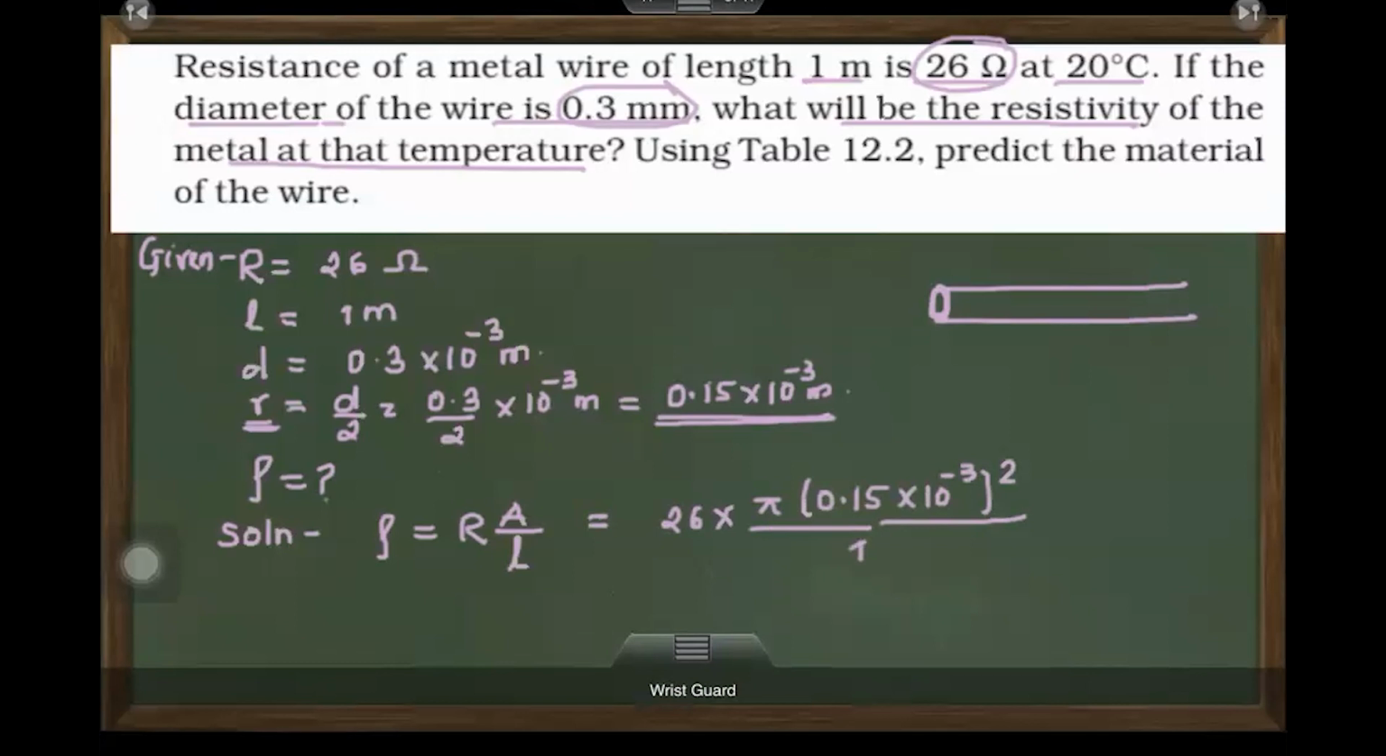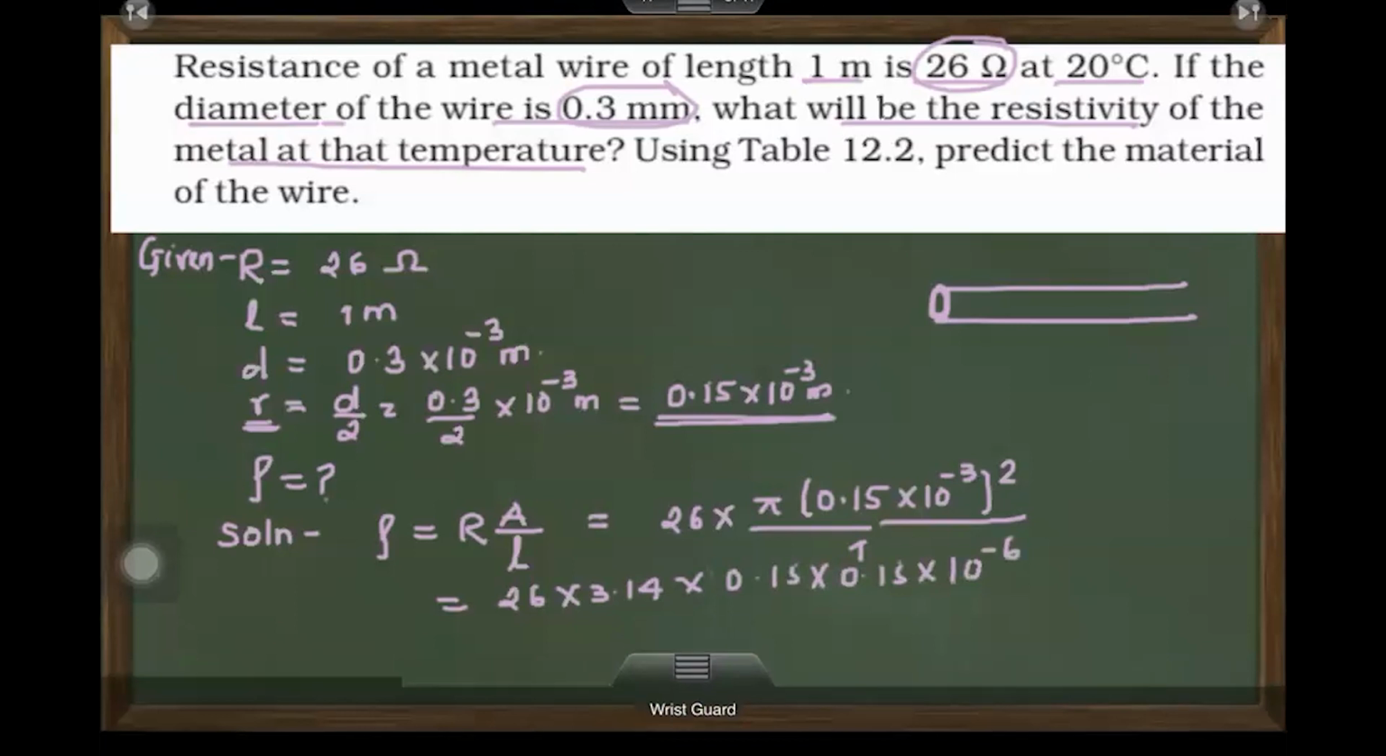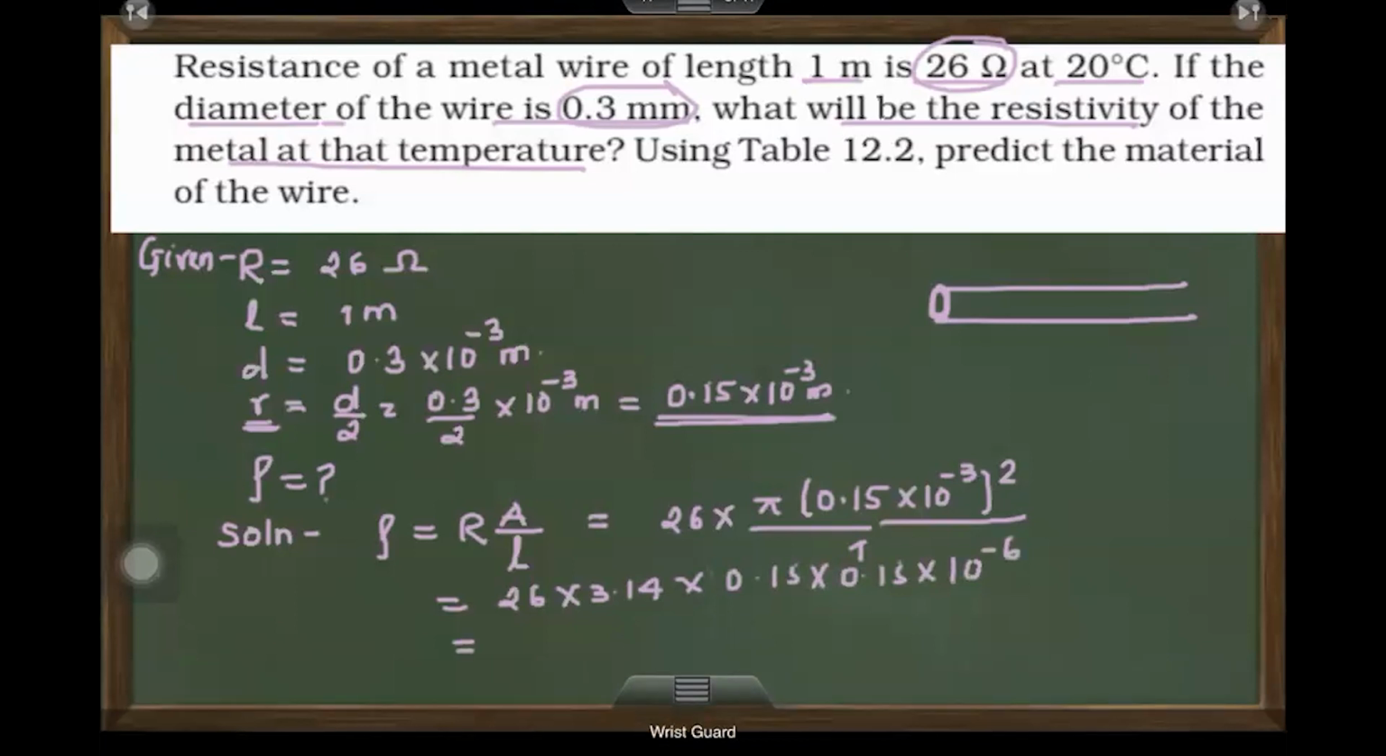So this is 26 into 3.14, pi's value, and then we can write 0.15 into 0.15 into 10 raised to power minus 6. And now if you multiply, you can get the value.